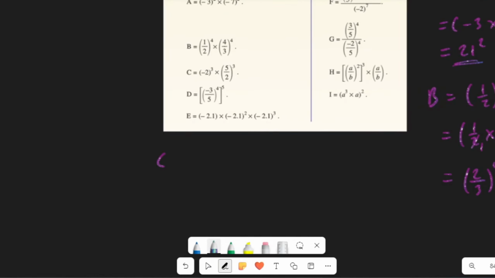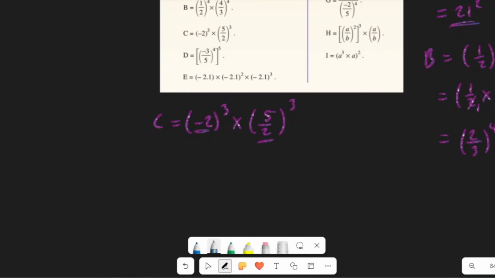For part C, we have negative 2 to the power of 3 multiplied by 5 over 2 to the power of 3. Let's begin by looking at the base. So we have a negative base and a positive base. With a positive base, we know that's going to give us a positive number. Now the negative base, we have an odd exponent. 3 is an odd number. Therefore, the result is going to be a negative number due to the fact that we're multiplying a negative number by a positive number. So let's simplify.